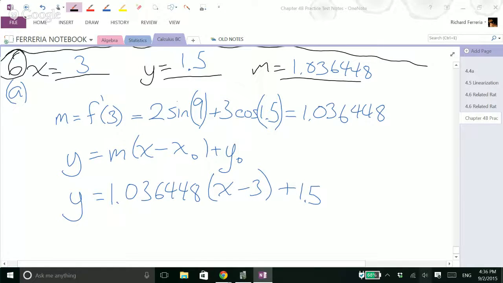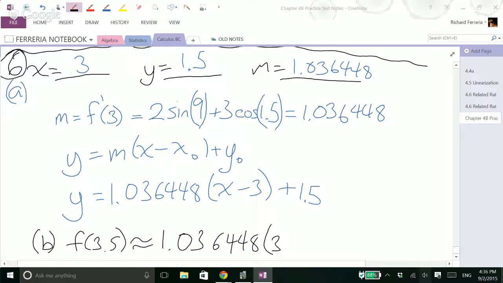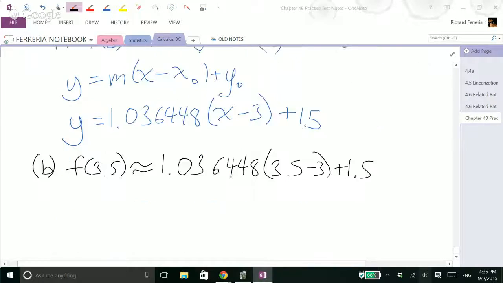We want to put 3.5 into this. This is going to be approximately equal to 0.036448, 0.5 minus 3 plus 1.5, 0.5, 1, 6, 2.016. Okay.